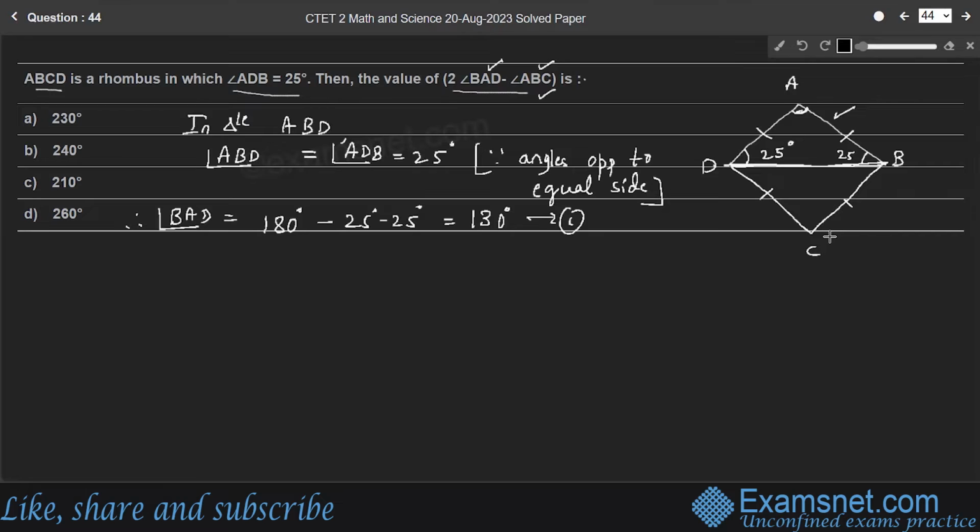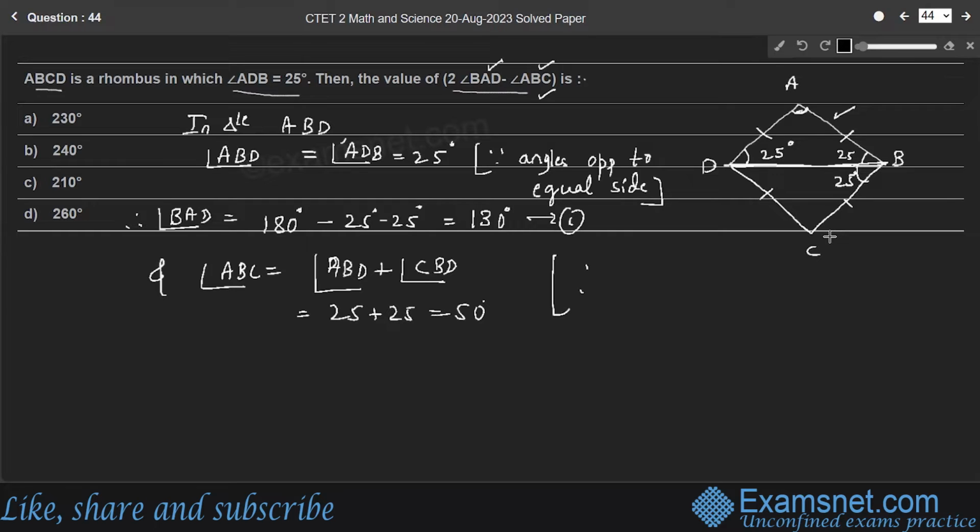Now, we need angle ABC, right? The whole angle ABC is equal to angle ABD plus angle CBD. Here CBD is also 25 degrees, because in a rhombus, diagonals bisect the angles at the vertex, right? So ABC is angle ABD plus angle CBD, which is equal to 25 degrees plus 25 degrees, which is 50 degrees.